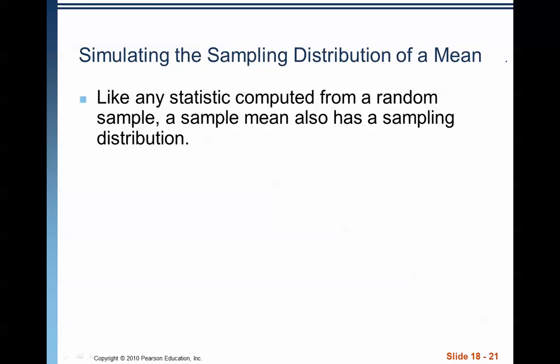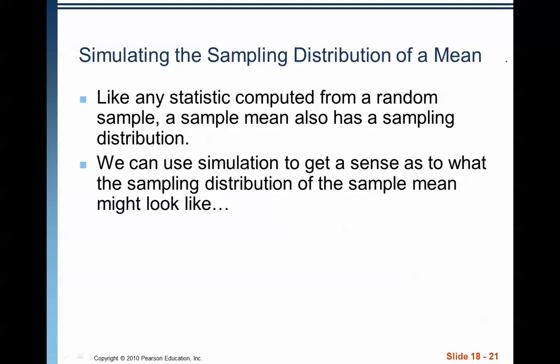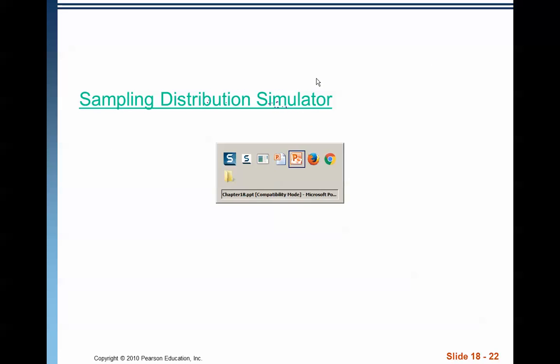So, like any statistic computed from a random sample, a sample mean also has a sampling distribution. The same idea of what we did with the proportions. We're going to sample multiple times, and we're going to calculate the mean every time and make a distribution from that. We can use the simulation to get a sense for what the sampling distribution might look like. So let's take a look at the simulator.